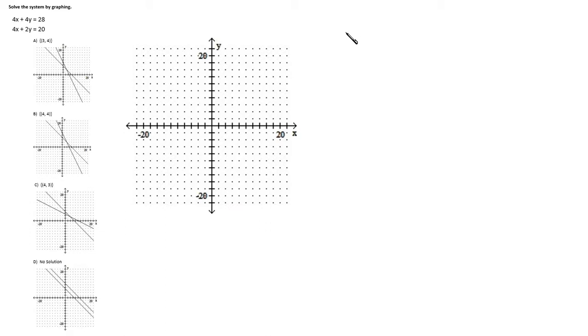So let's go ahead and get started. Here's what solving a system by graphing would look like. I'm going to label the first equation equation 1, and I'm associating the color blue with it. So here's 4x plus 4y equals 28. This is equation 1.